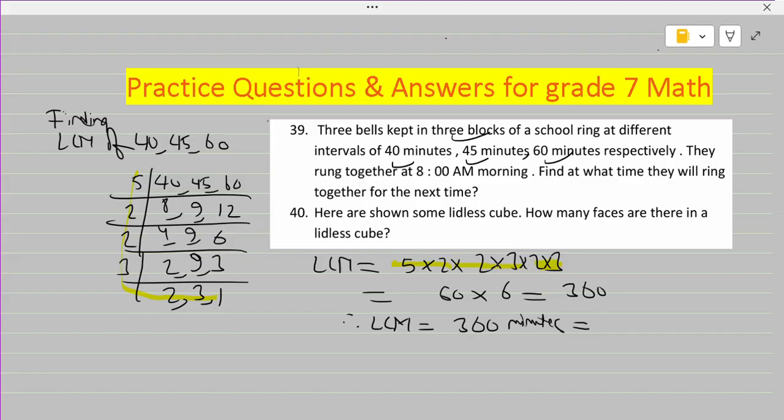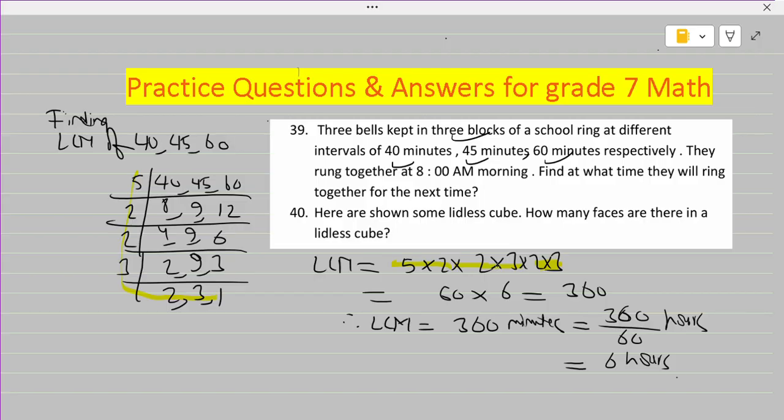So 360 minutes, how many hours is it? We divide by 60, then we get the hours. So it is 6 hours. So the next time the bells ring together is after 6 hours. Each of these 3 bells rings at intervals of 40 minutes, 45 minutes, and 60 minutes every time.